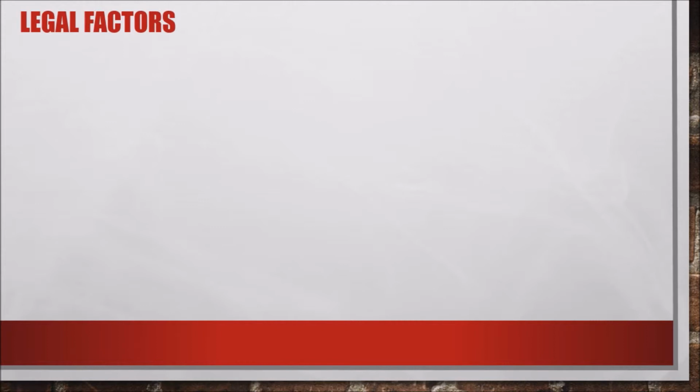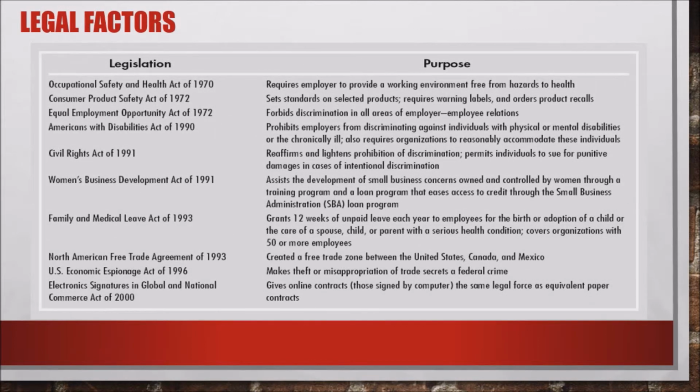Legal factors. Below is the description of the legislation or act and its corresponding purpose. Occupational Safety and Health Act of 1970: requires employers to provide a working environment free from hazards to health. Consumer Product Safety Act of 1972: sets standards on selected products, requires warning labels, and orders product recalls. Equal Employment Opportunity Act of 1972: forbids discrimination in all areas of employer-employee relations.